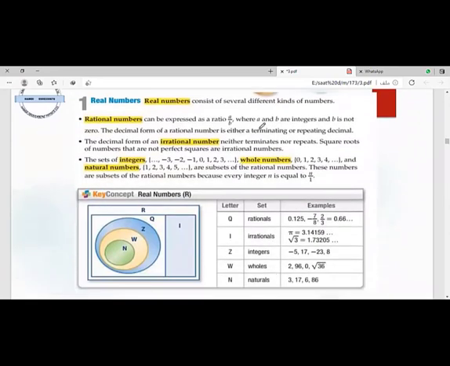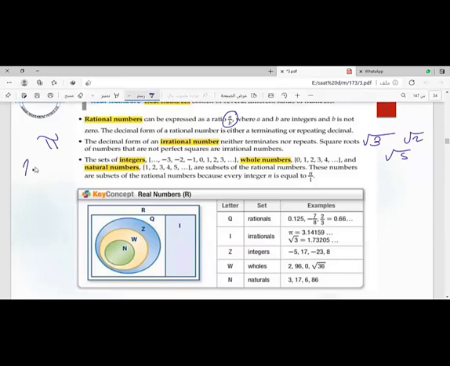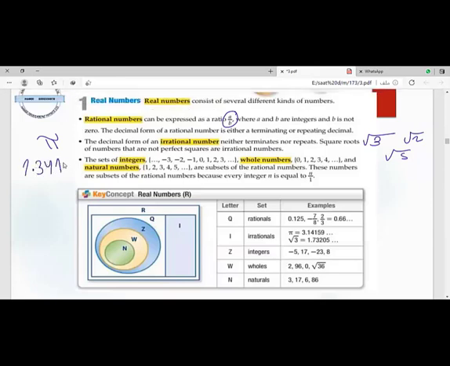Real numbers consist of several different kinds of numbers. All the numbers on the line are real numbers. A rational number can be written as a over b. Irrational numbers, we have special numbers like roots that don't have an exact root, like radical 3, radical 2, radical 5. These are irrational numbers, and pi is also an irrational number. A repeating decimal that is not regular, like 1.34151, is irrational.